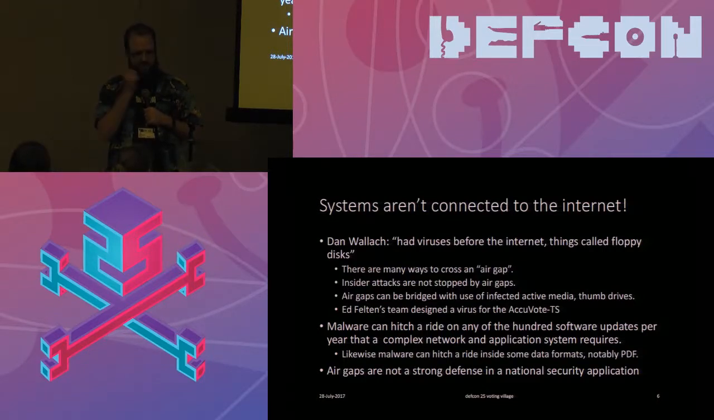There are the machines in the voting village, which I highly recommend you go check out. The AccuVote TS, which is still being used in Georgia, was one where Ed Felten and his team designed a virus that you could put on during the primary on one machine, and then between the primary and the general election, it would propagate to all the other equipment so that you'd have the hack ready for the general election. So while these requirements are really hard, and it means our security models have to be a little different, the attackers are going to be just as clever to get around those kinds of things. And I think that's it.